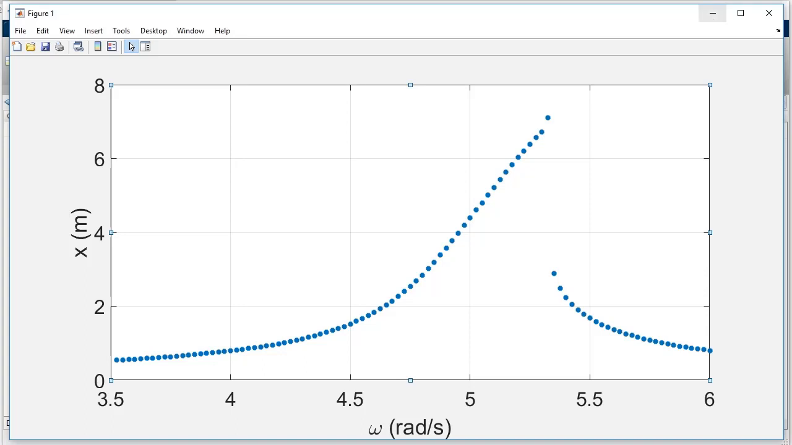So I think I'm going to take a little bit of a break, and after that I'm going to be back by introducing the Lagrange-Euler approach.